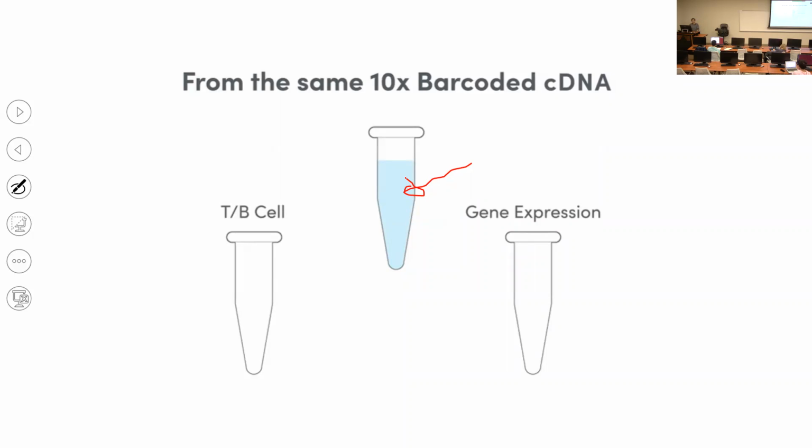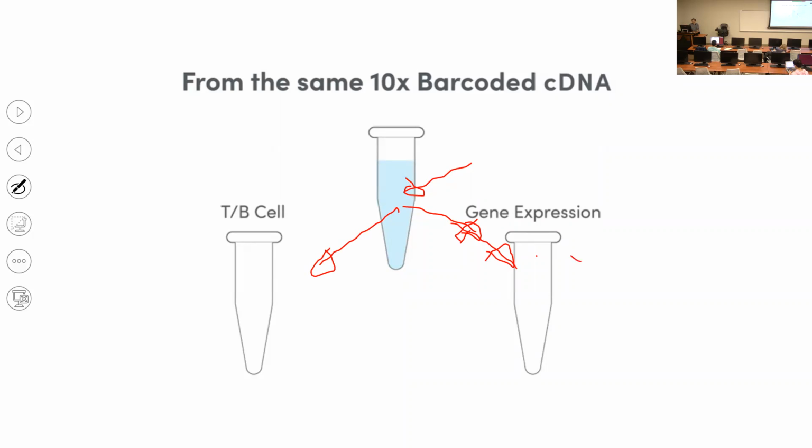So if you only look at single cell RNA-seq, the gene expression, normally you just go in this direction, you put it here to do the downstream. But now we are going to split half and half. One half into T cell or B cell receptor analysis, another half to the gene expression.